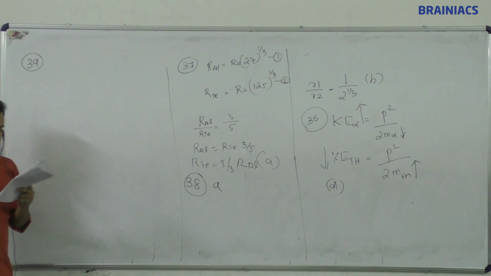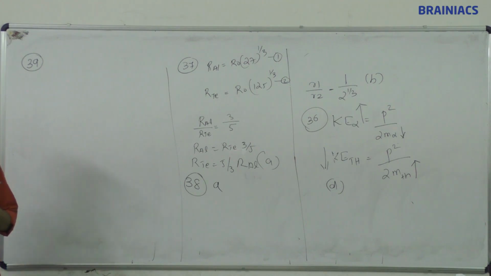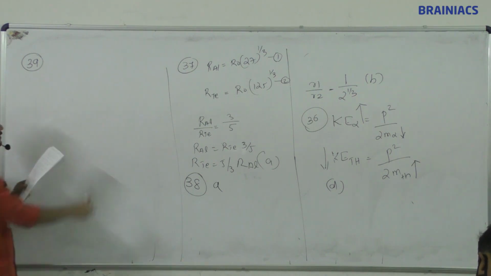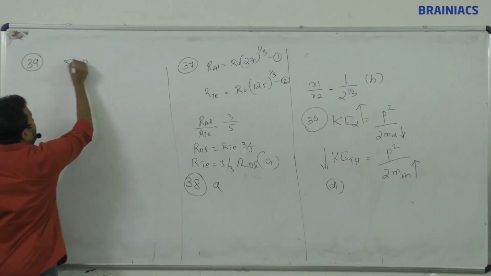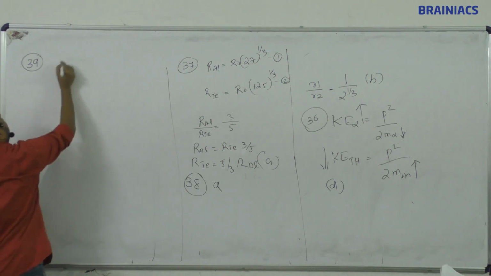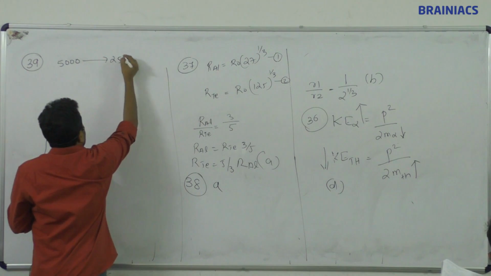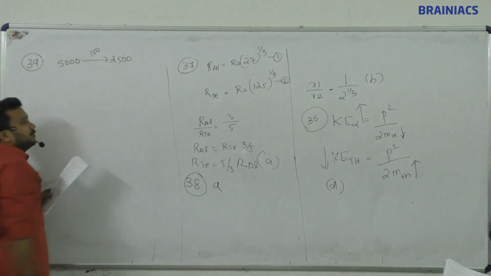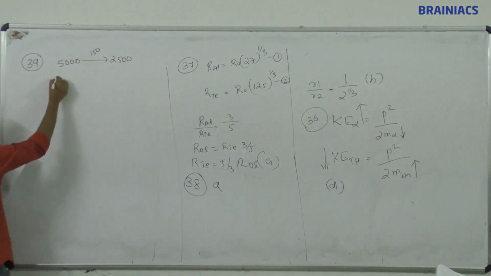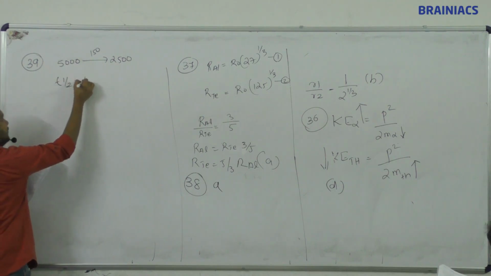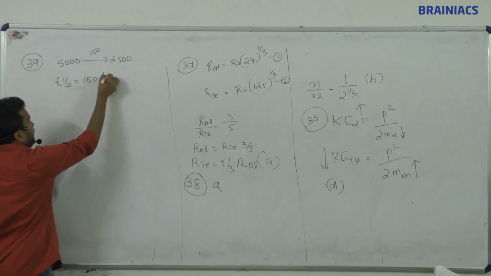After 300 days, activity of a radioactive sample is 5000 dps, disintegrations per second. Activity becomes 2500 dps in another 150 days, which means 5000 to 2500 takes 150 days, so half life is equal to 150. So T half is equal to 150 days.